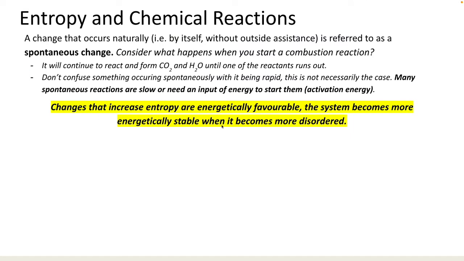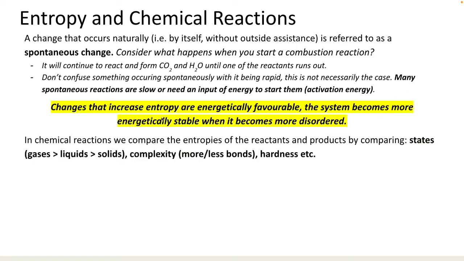Changes that increase entropy are energetically favorable. The system becomes more energetically stable when it becomes more disordered, and this just feeds back into all that probability we looked at last time. So go revisit that one or watch that one if you haven't watched already, if you really want to know about why that is. But it just becomes this statistical likelihood of disordered outcomes being more likely than ordered outcomes.